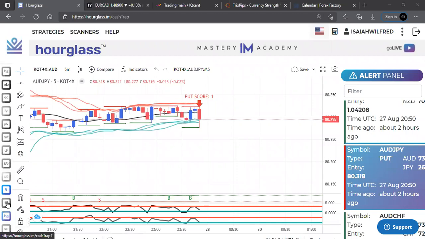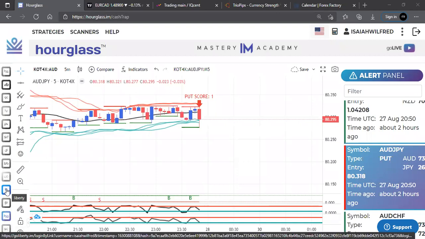There are different colors, right? You're going to see green, yellow, blue. That means you have access to all the other strategies. But for me, I have access to Hourglass, and if I click on this one, Liberty, it has its own strategies. This class is Cashtrap. I don't want to go down to showing you other strategies. This class is strictly Cashtrap.